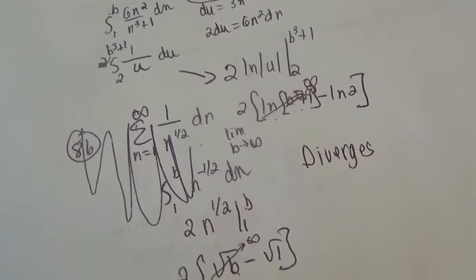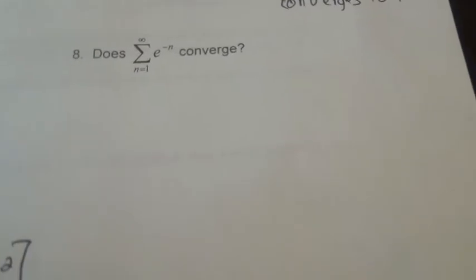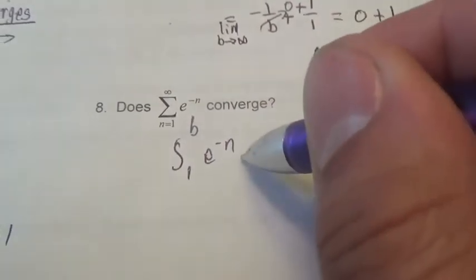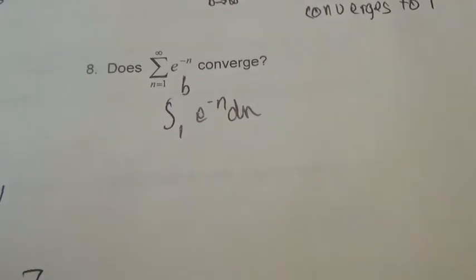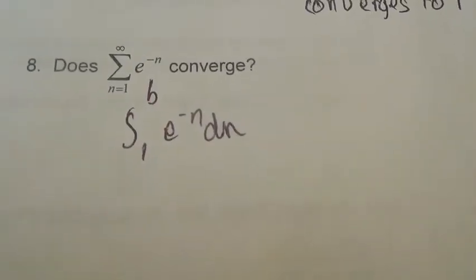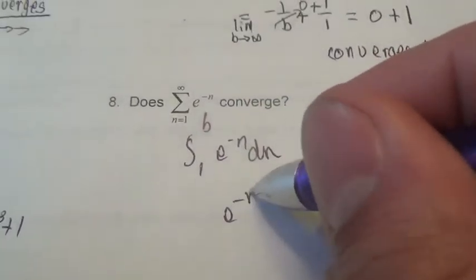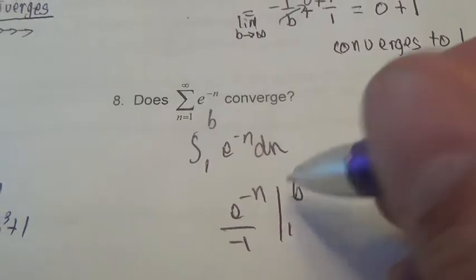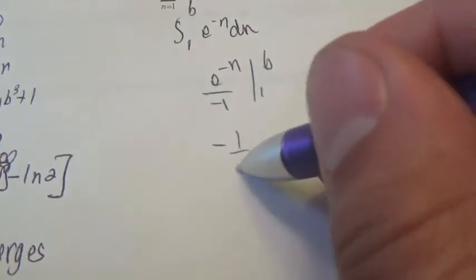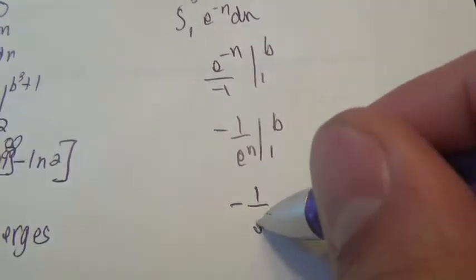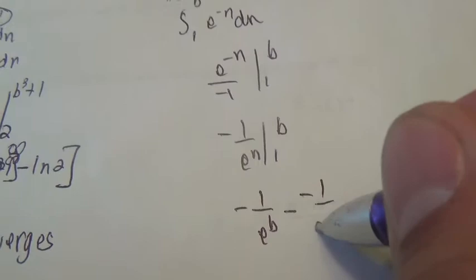All right. Let's see here. The last one. e to the negative n. Write that as an integral, 1 to b, e to the negative n dn. Does this converge? We would basically do this with the integral test, doing your antiderivative right away. Should be e to the negative n. You would divide by that negative 1 from 1 to b. Simplify that real quick: negative 1 over e to the n from 1 to b. So we would get negative 1 over e to the b minus negative 1 over e to the 1.